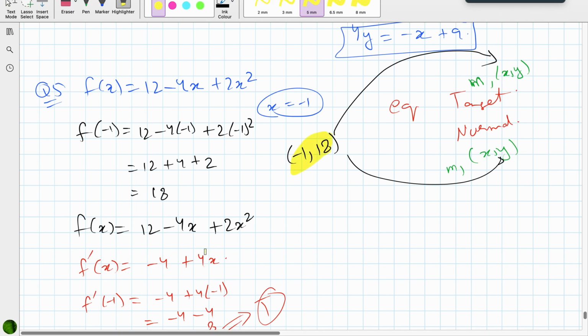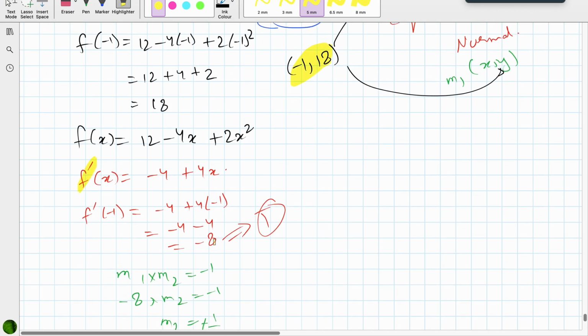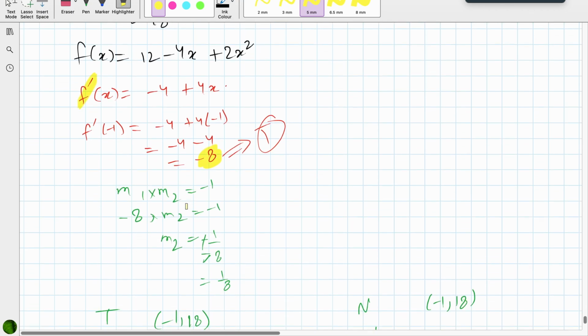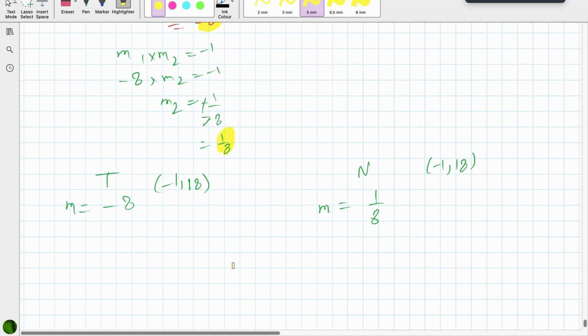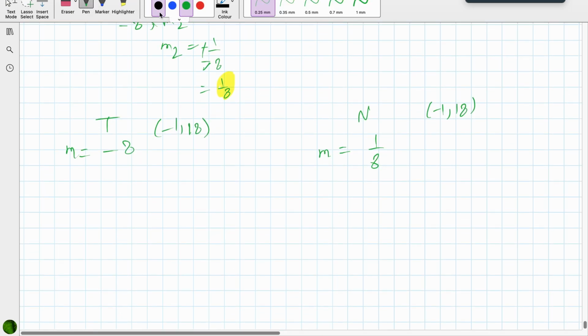Now we needed the gradient, so we went for dy by dx, that is f dash, substituted x, and you get the gradient of the tangent. Using this tangent's gradient, you find the gradient for the normal. Now for both of them we have the gradient, we have the points, and you can go for y equals mx plus c.